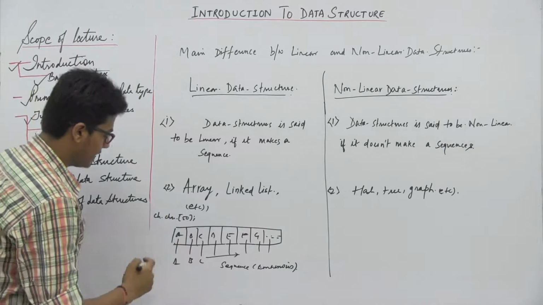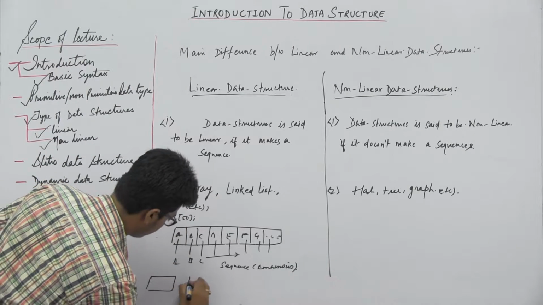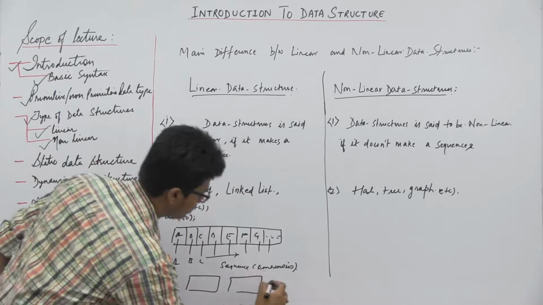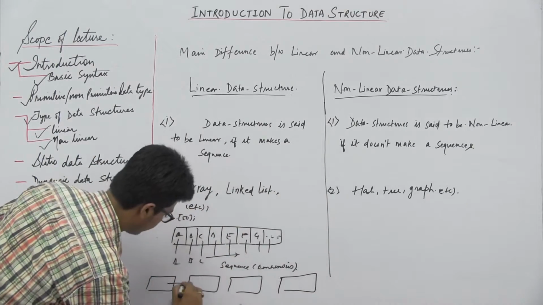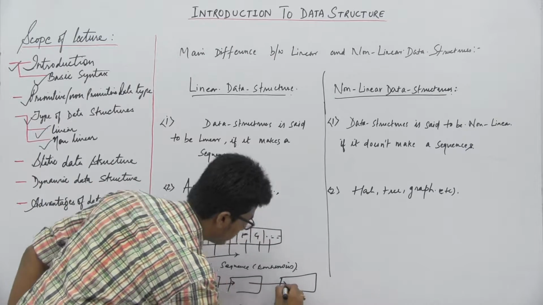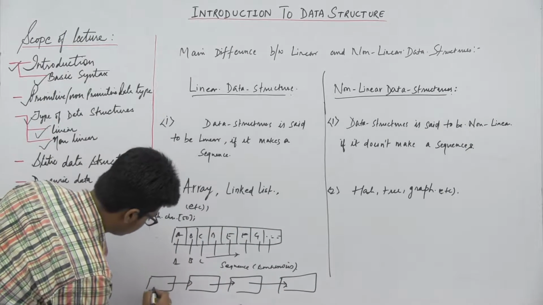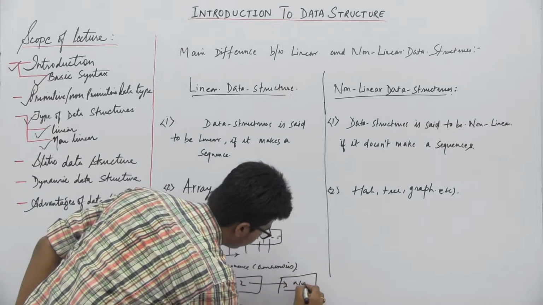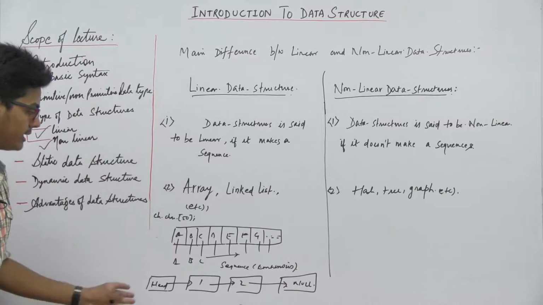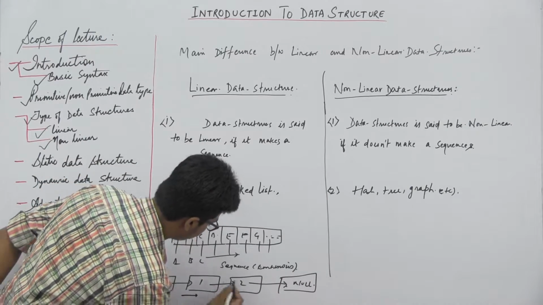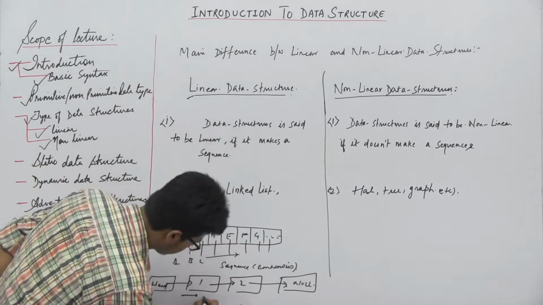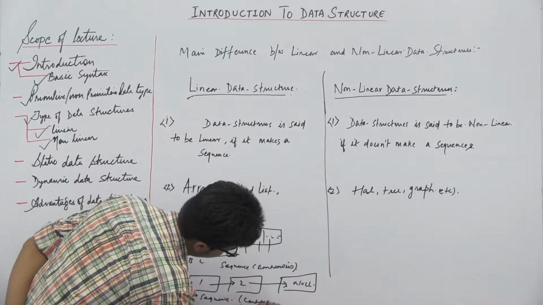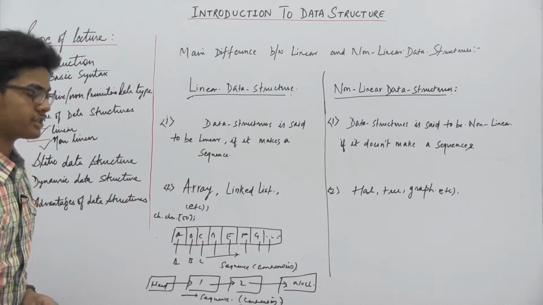Whereas in a linked list, if you see, there are different nodes. These are called nodes, and they are linking to each other, so that's why we call it a linked list. Suppose this is a head, and this is 1, 2, and this is finally null. So it links and forms a sequence, so it is under linear data structures.